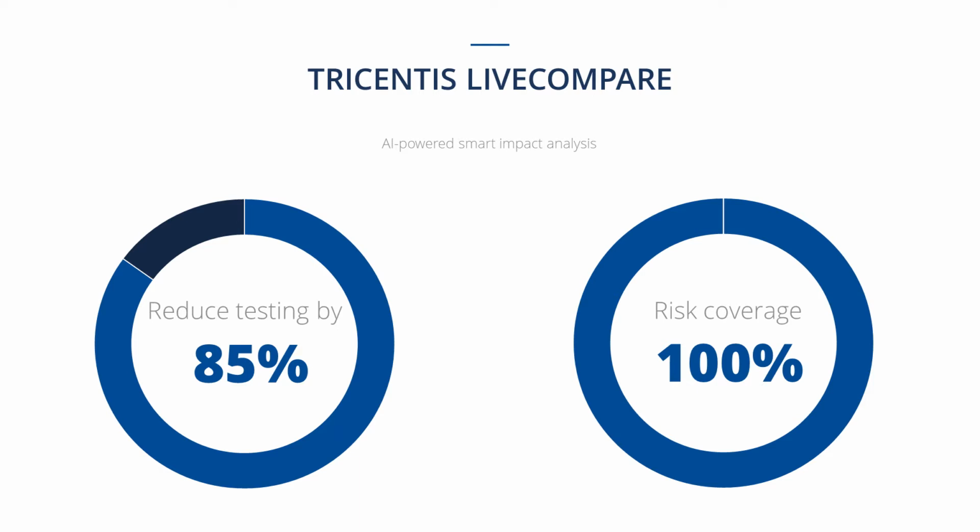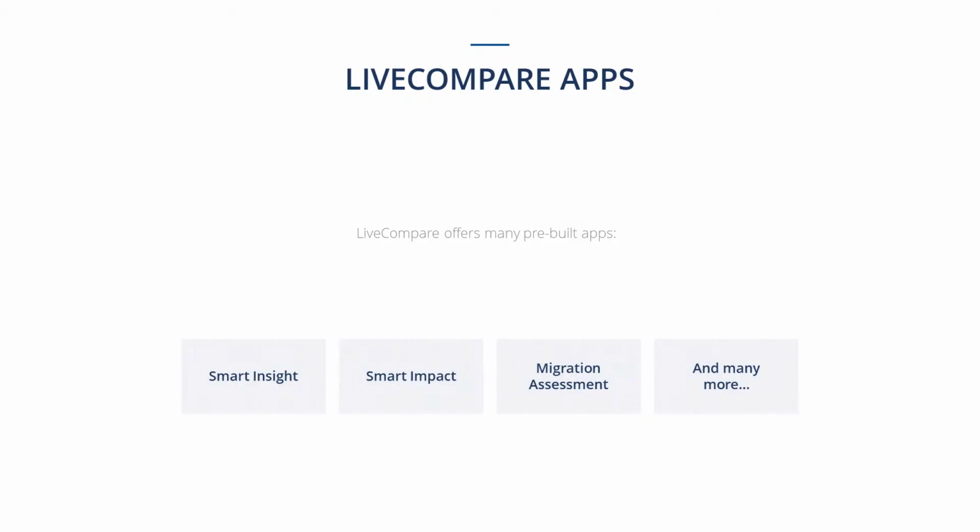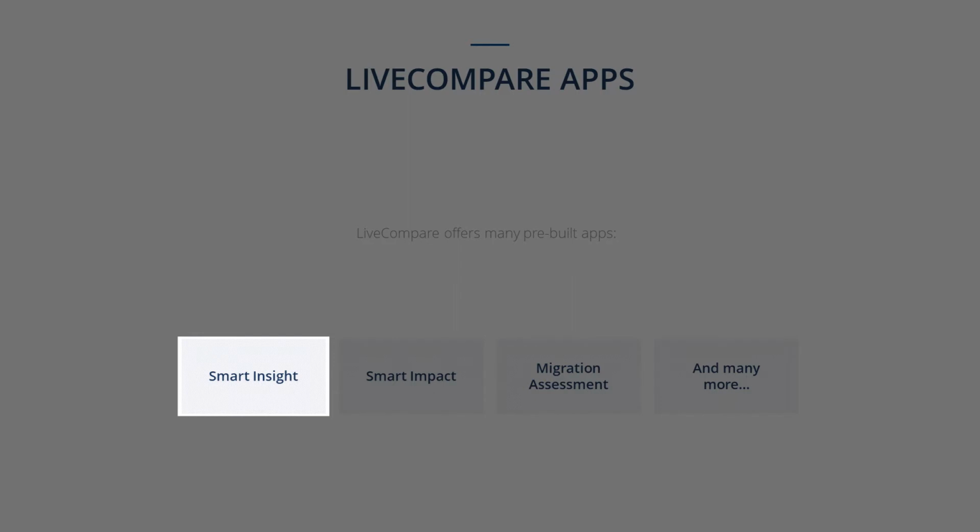Like we have shown in the video SAP Update Impact Analysis in our Platform Introduction course, Tricentis LiveCompare provides AI-powered impact analysis for SAP updates. With the help of LiveCompare, you can achieve up to 100% risk coverage while reducing testing time by up to 85%. Tricentis LiveCompare offers a lot of functionalities and has many pre-built apps such as the Smart Insight Dashboard or the Smart Impact app. In this lesson, we will look at the new Smart Insight dashboards, which are particularly useful.